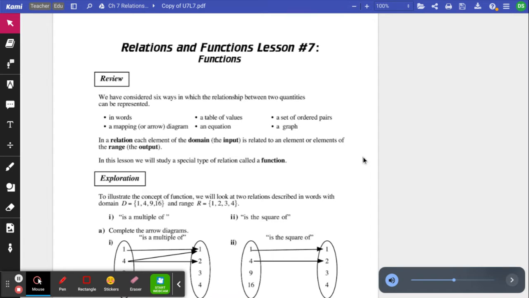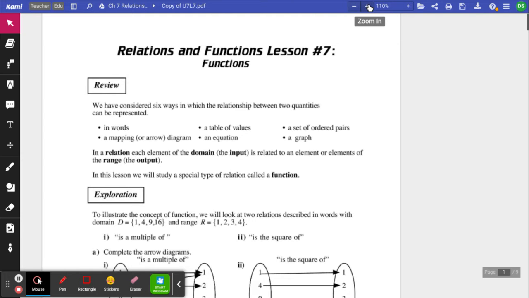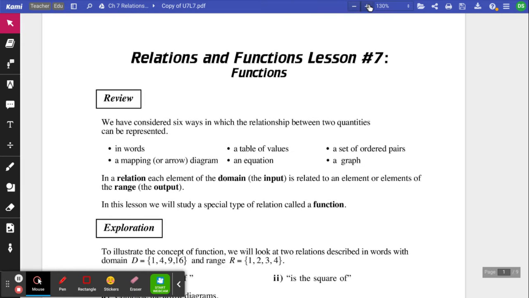All right, we're going to review really quick. It says in this chapter, we've considered 6 ways in which the relationship between two quantities can be represented: in words, a mapping or arrow diagram, a table of values, an equation, a set of ordered pairs, and a graph. These are all the ways to show a relation between two things.